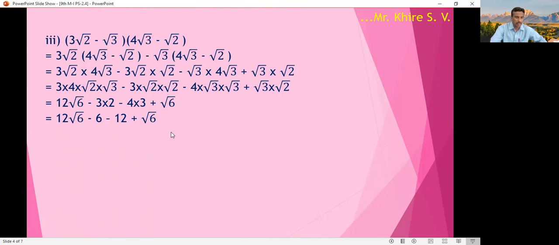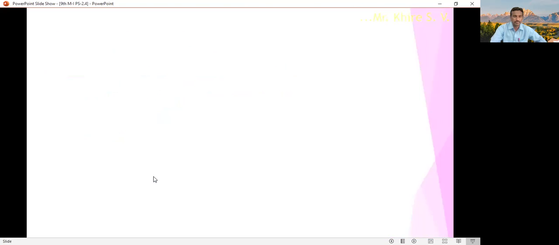Now, addition and subtraction of like terms only. We can add or subtract only like terms. Therefore, minus 6 and minus 12 will become minus 18, and 12 root 6 plus 1 root 6. Root 6 is common, therefore they are like terms. 12 plus 1 is 13 root 6. Therefore, minus 18 plus 13 root 6 is the answer for the third example.